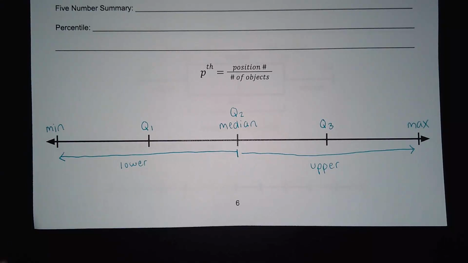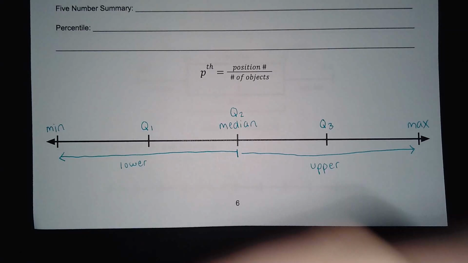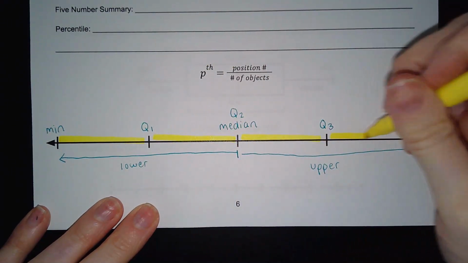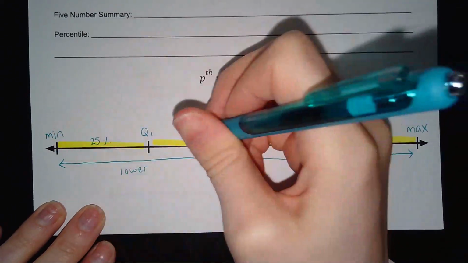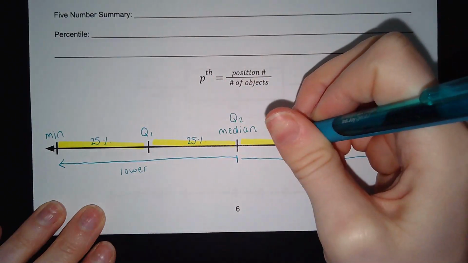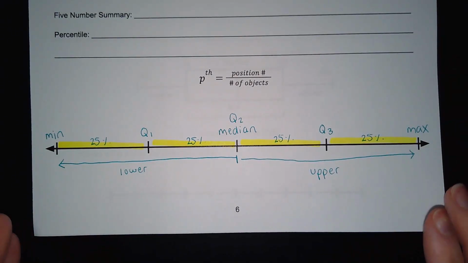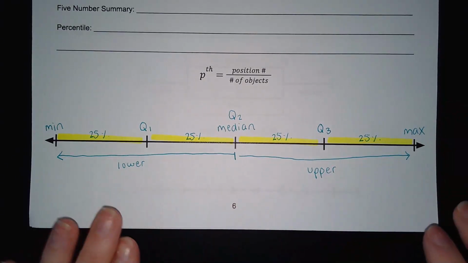So what we actually see happening here is we're cutting our data into quarters. It's easier to see with this number line here. We can see this portion from min to Q1, this portion from Q1 to Q2, this from Q2 to Q3, and this from Q3 to the max. So we have those 4 quarters of our data. Each of those portions would represent 25% of our data. So that's why these are called quartiles, even though there's 3 of them, Q1, Q2, Q3, they're dividing our data into 4 quarters.